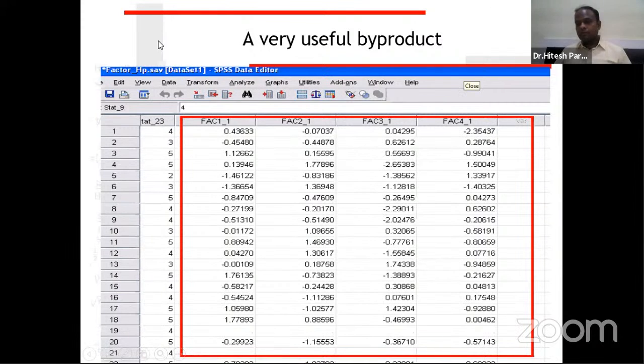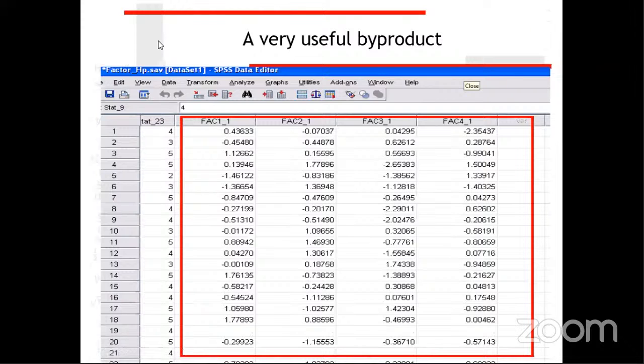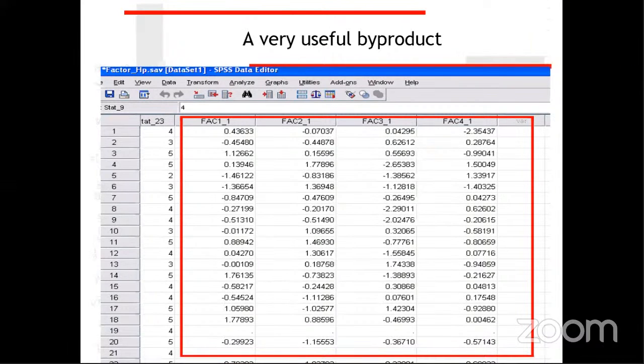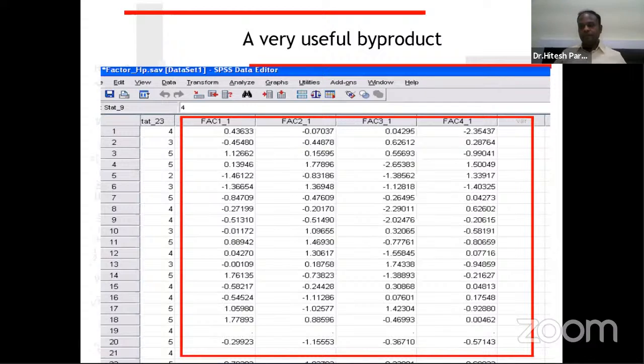How? Means what procedure we have used for this? We have given a save as variable. If you remember, we have given a tick mark to save as variable. So if you have given a tick mark to save as variable, the factor scores are being saved here. Correct. Right.